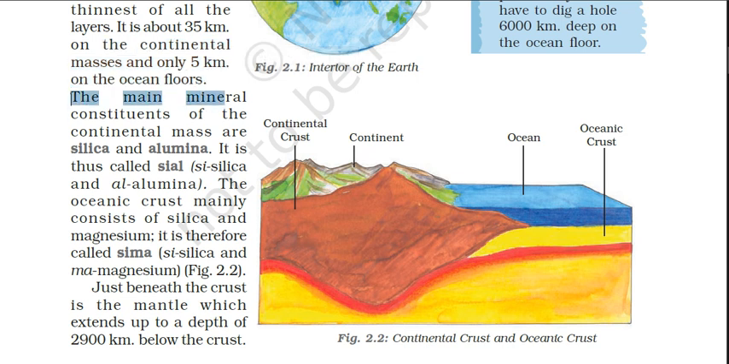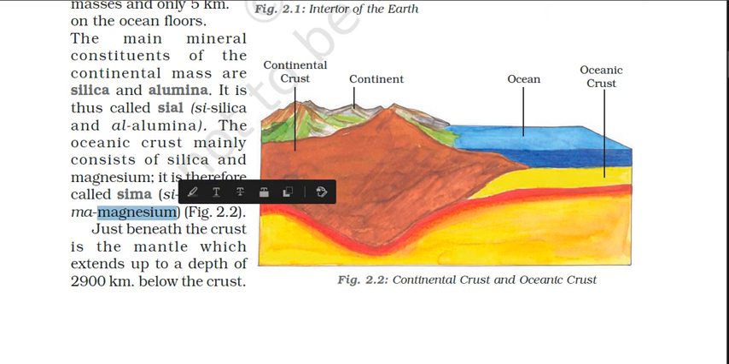The main mineral constituents of the continental mass are silica and alumina. It is thus called Sial. Si stands for silica and Al stands for alumina. The oceanic crust mainly consists of silica and magnesium. It is therefore called Sima. Si stands for silica and Ma is for magnesium.